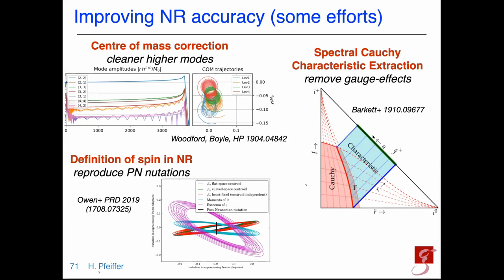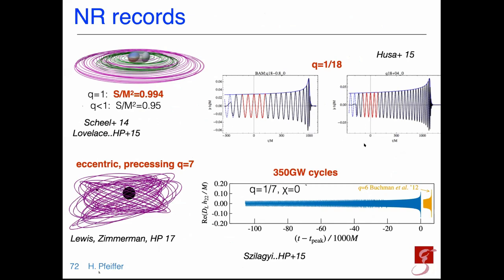So there are very credible ways underway of doing better what we already do, but one big difficulty moving forward is the expansion of parameter space. If you looked at the slide from earlier, you might notice that all the records are already quite a few years old: 15, 15, 15, 17.